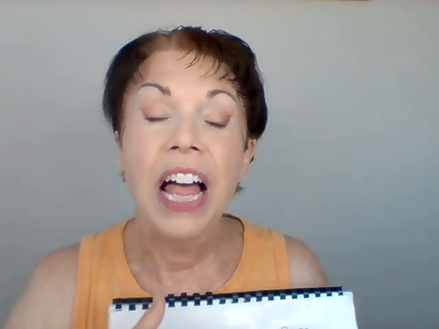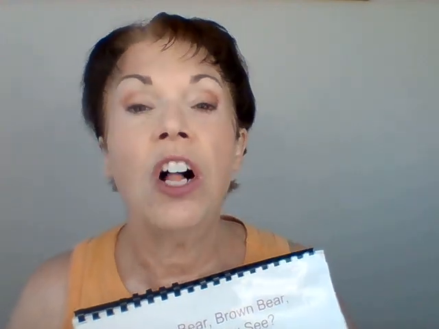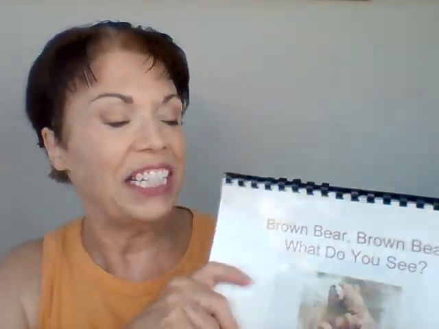The number one difference between the original Brown Bear and this Brown Bear book is that it doesn't have illustrations or cartoons or pretend looking animals. It has pictures of real animals. Those are called photographs. Would you like to read Brown Bear with me? Let's look at it together.